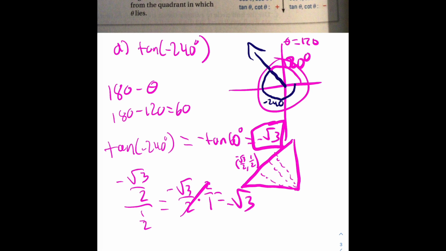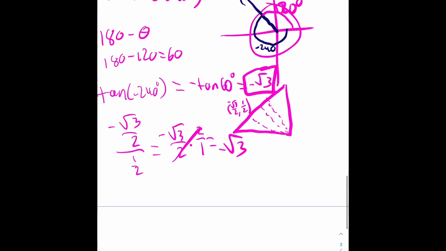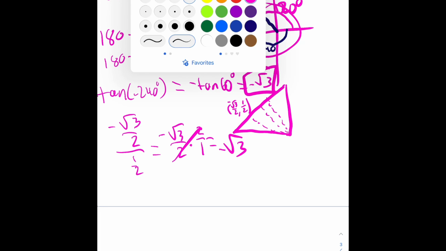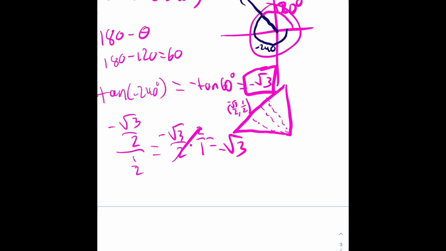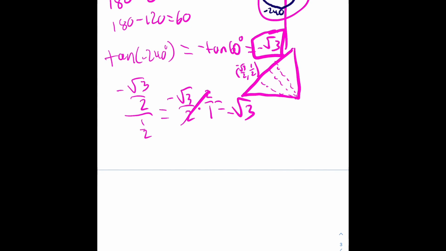So there's a lot of work that goes into these problems. Again, you have to remember how the unit circle works. You can use a cheat sheet if you need to, a printout of the unit circle to remind yourself. I recommend filling it in yourself. It helps you learn it and remember it.